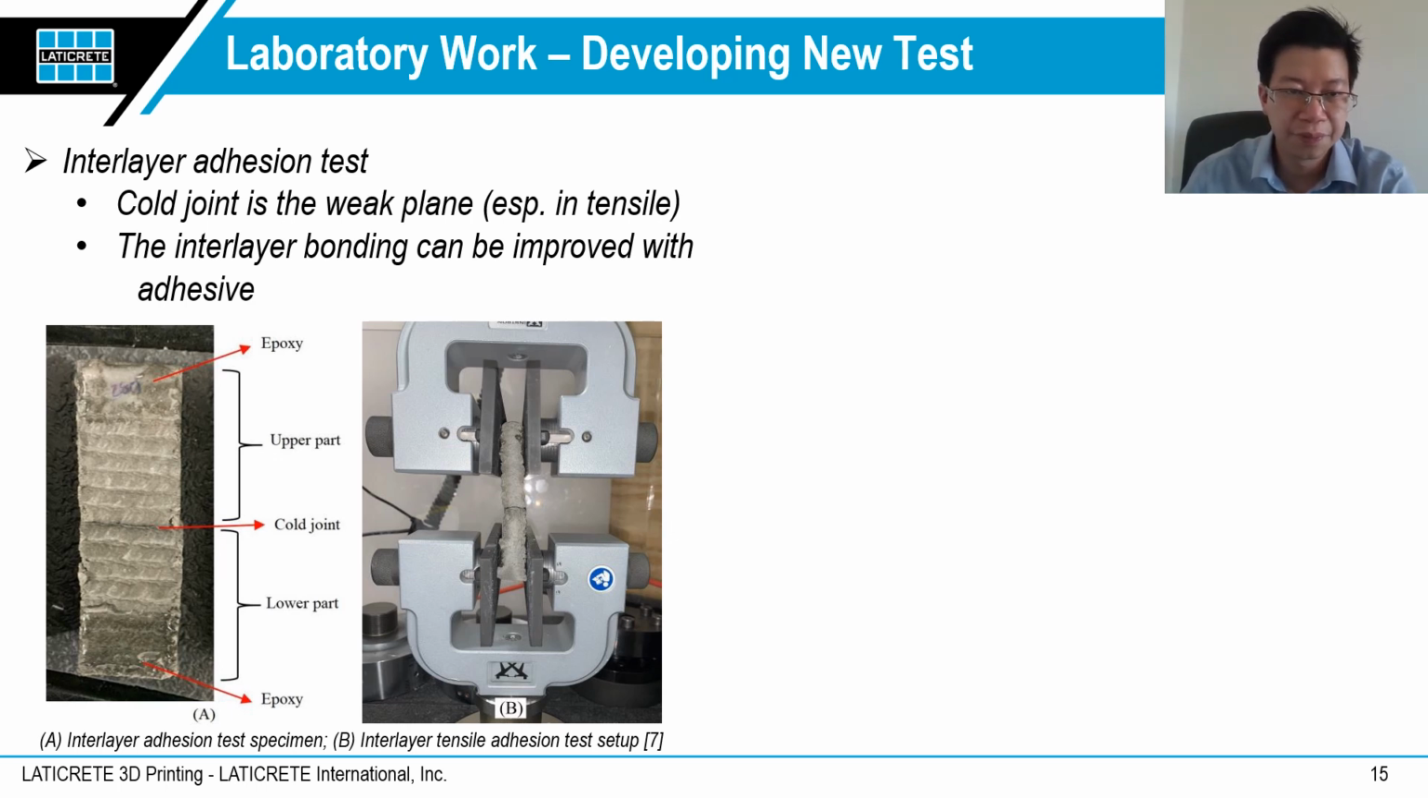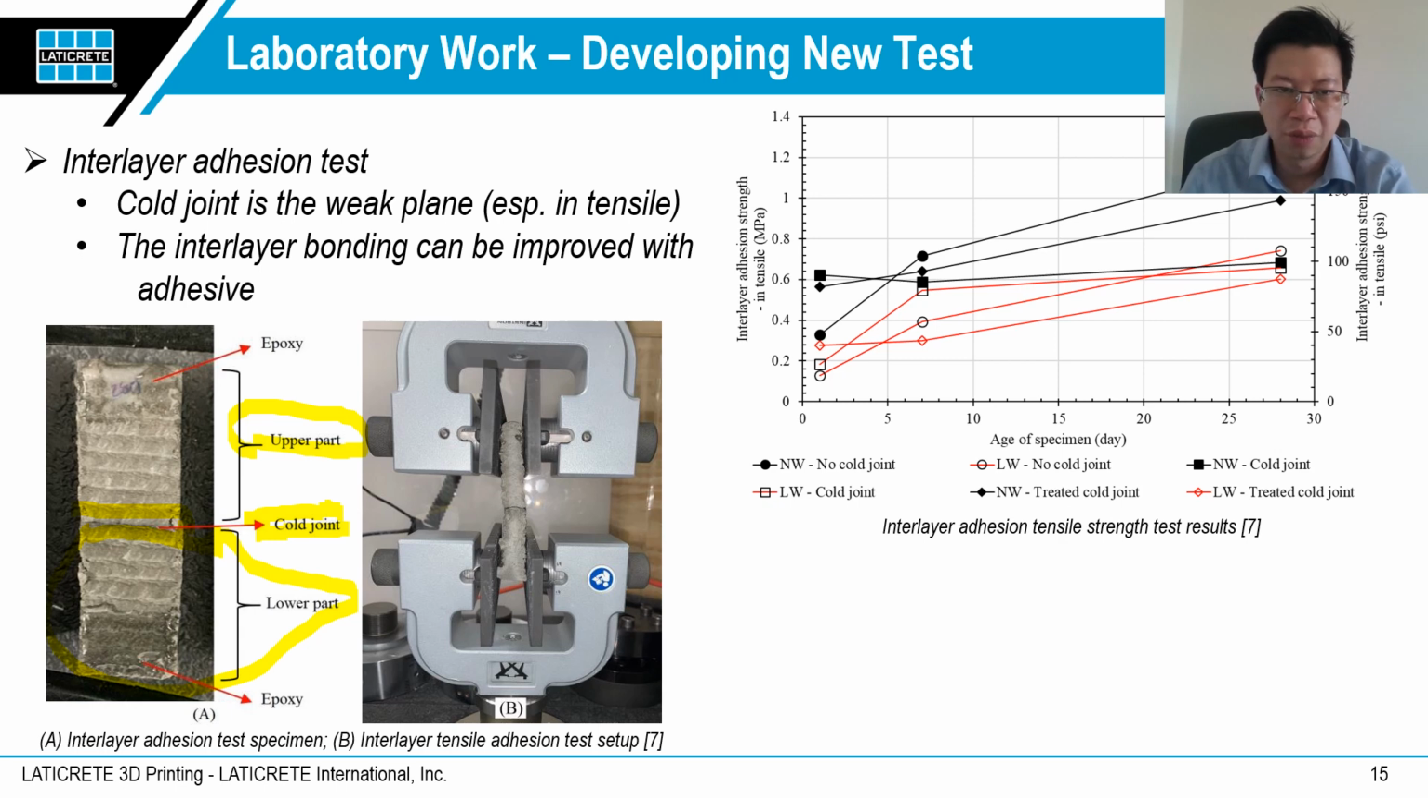For example, here, the lower part is printed on the first day, and then we stop the printing, and we continue printing the upper part the next day, causing the interlayer here to become the cold joint. So in our lab, we treated and untreated the cold joint, in which for treating the cold joint, we applied some adhesive prior to the printing of the upper part.